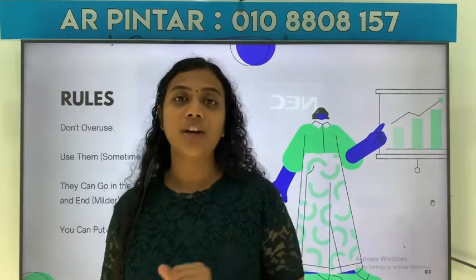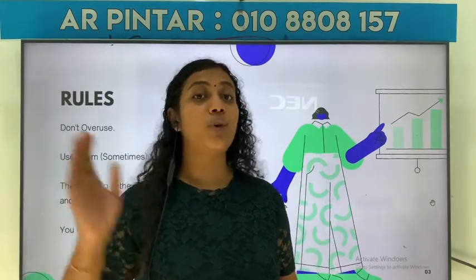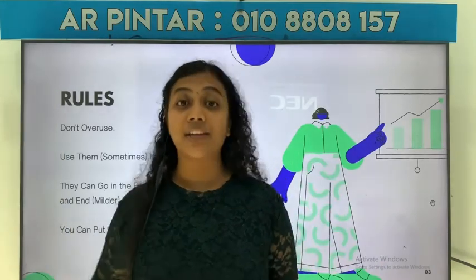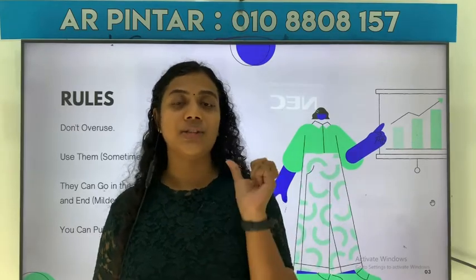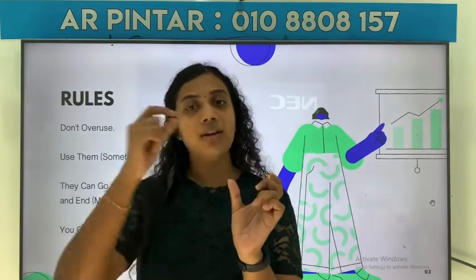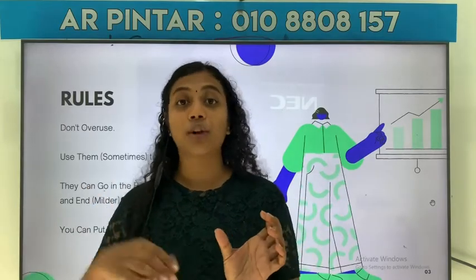You can put a dot, a semicolon, or a comma before the sequence connector and the idea that you're trying to connect. For example, let's say you use in addition, you would have in addition, comma, and then you would put your point following that. Alright?